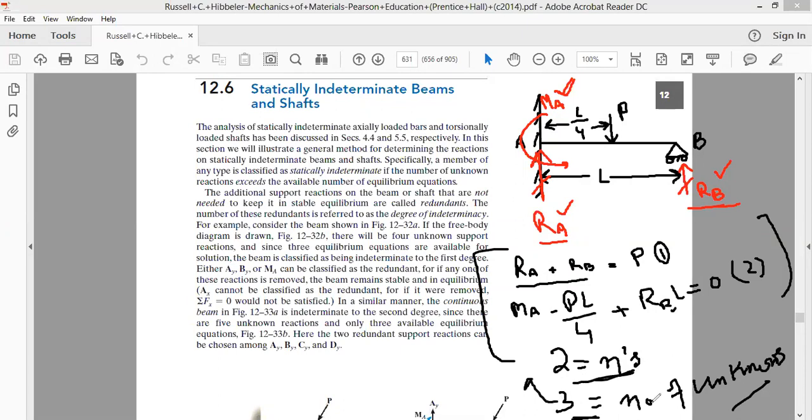So when the number of unknowns is more than the number of equations available, we say this is a case of statical indeterminacy. This problem of beam is a statically indeterminate case. The number of unknowns is 3, the number of equations is 2. 3 minus 2 is 1. We say its degree of indeterminacy is 1.